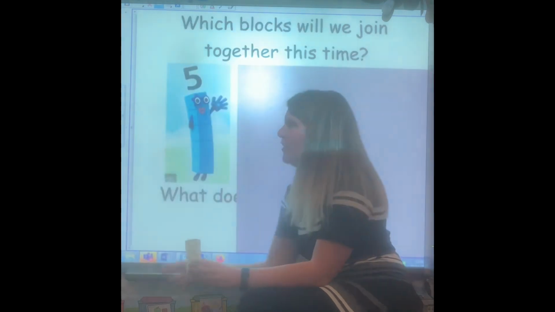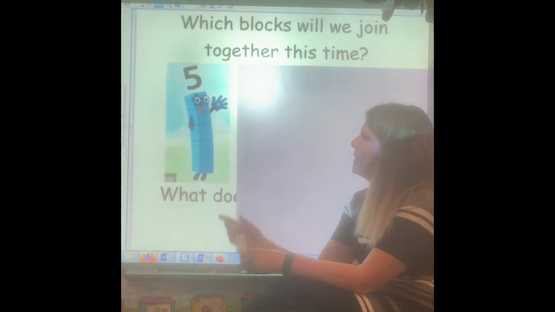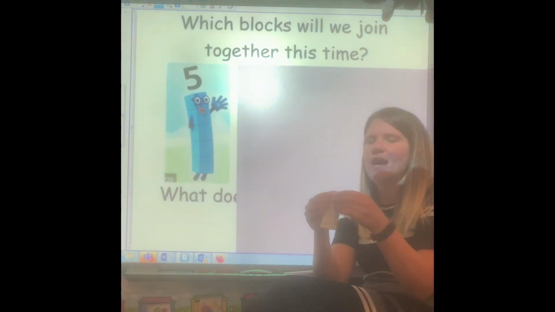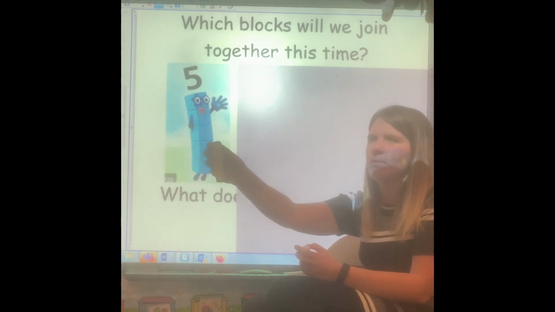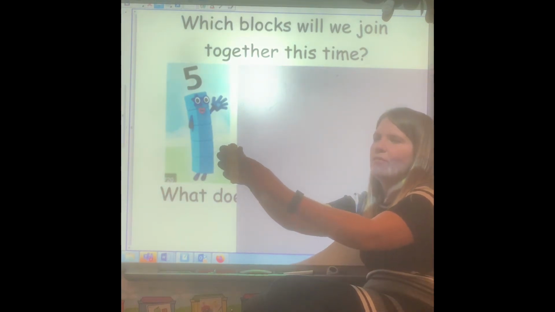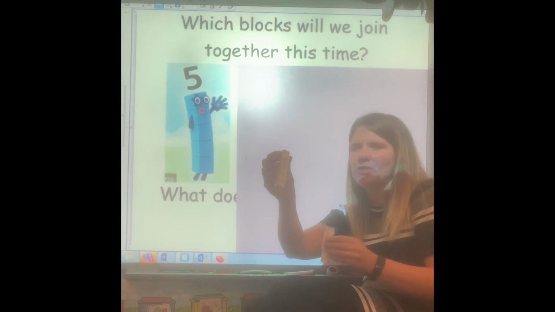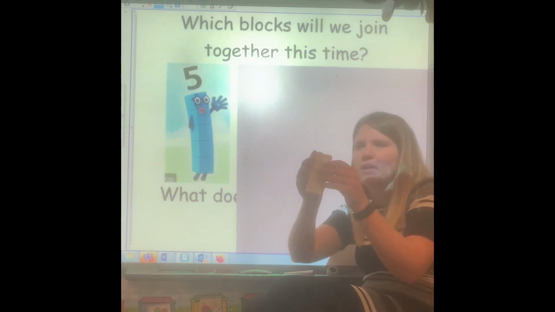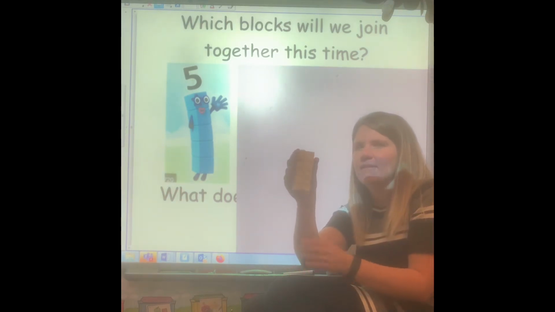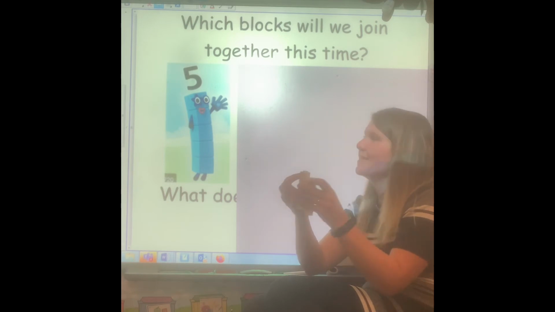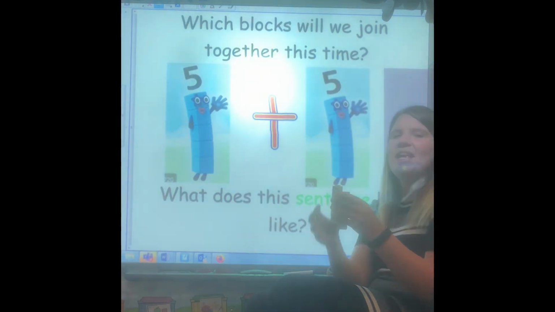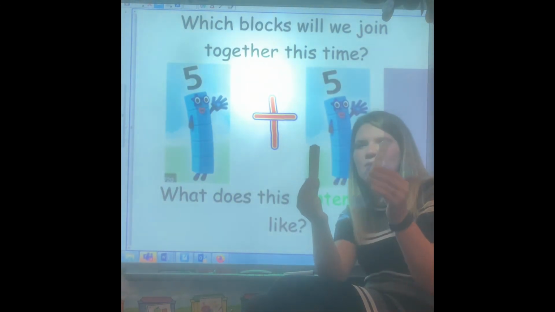And here is the first sum that I could think of. And I started off with 5. So if I have 5 number blocks here, 1, 2, 3, 4, 5, what will I need to add to him so that he goes back to being a number block number 10? 5 plus 5. Well done if you knew that. 5 plus 5 is 10.